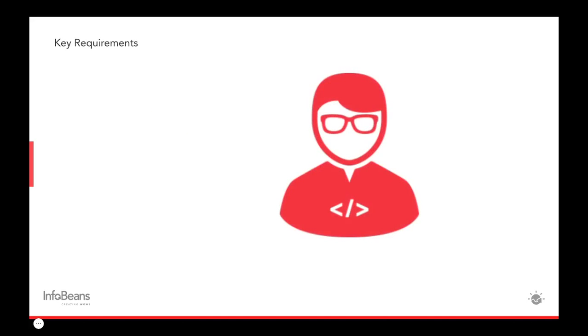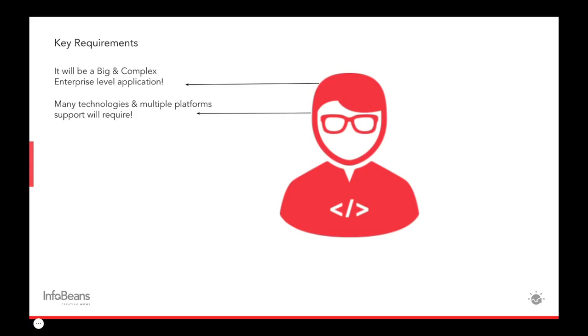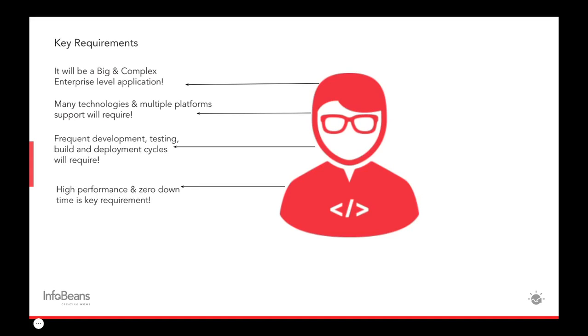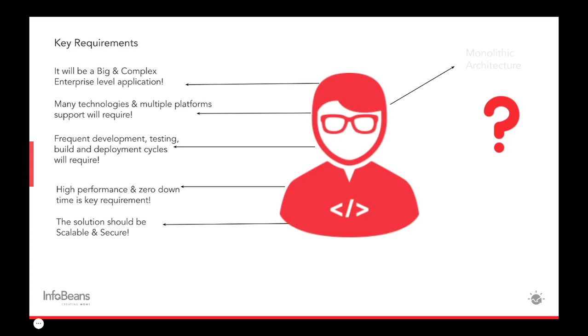Paul discussed the key requirements of the project, and those were: it will be a big and complex enterprise application. Many technologies and multiple platform support will be required. Frequent development, testing, build, and deployment cycles will be required. High performance and zero downtime is the key requirement. The solution should be scalable and secure. Then he thought, should he go with the monolithic architecture or microservices architecture?